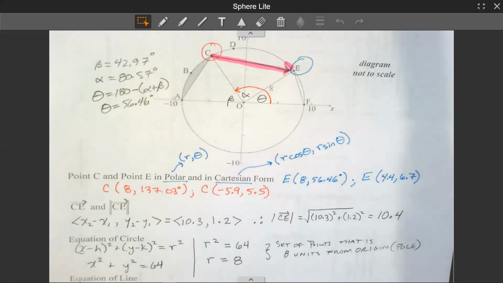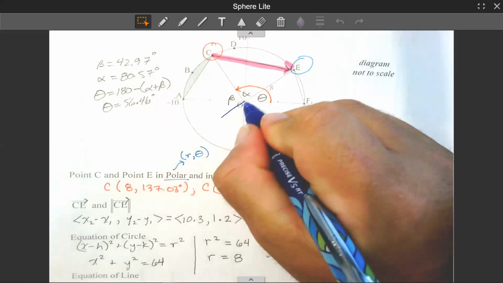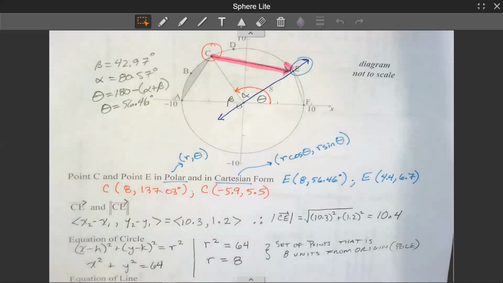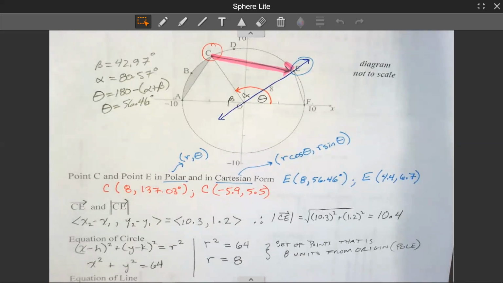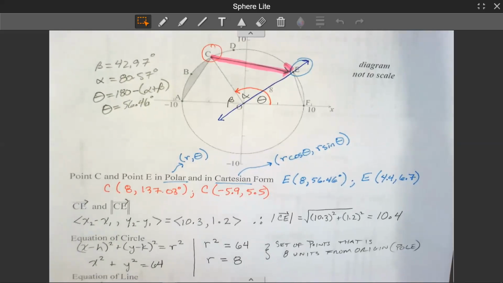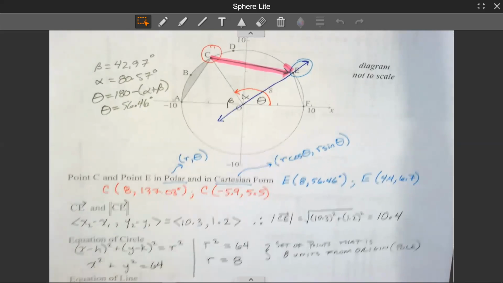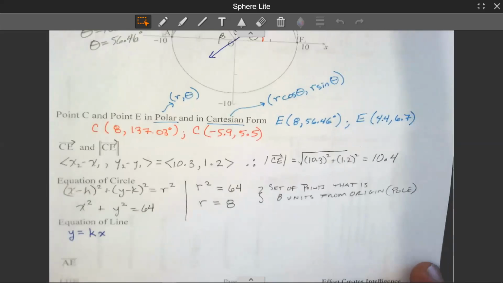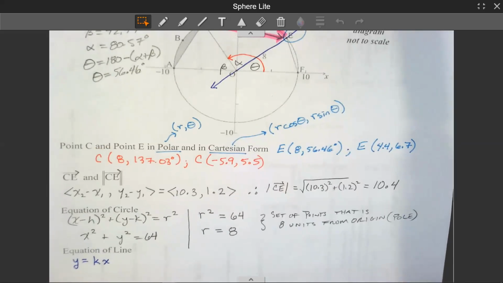Then next, let's say that we are looking at this line. Let's say that we have this line going through the origin and through point E. And let's say that the equation of that line is y = kx. So let's slide this up. The equation of that line is y = kx.